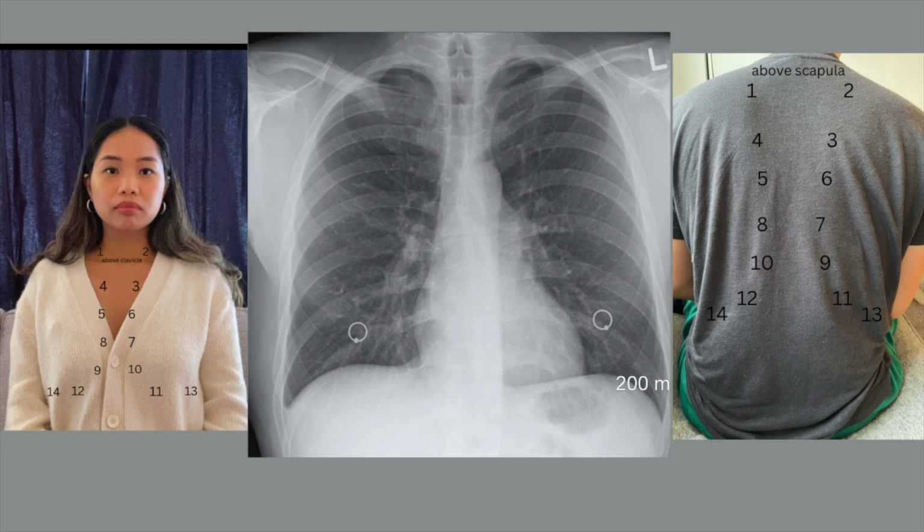And then you know your landmarking. So using the diagram here for the anterior and posterior view, make note of the landmark where you're going to auscultate. And then you're going to do it for the right side and the left side.